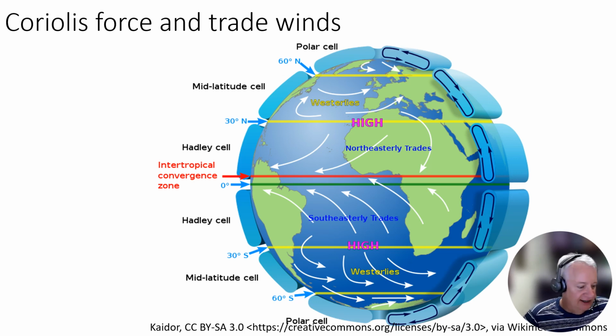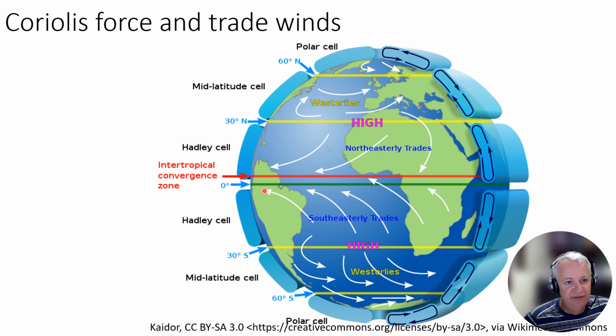What happens is that causes air in the northern hemisphere to be pushed to the east and the opposite in the southern hemisphere. That drag ends up causing the formation of several cells in both hemispheres. We get three major cells in each hemisphere: the polar cell, a mid-latitude cell, and a Hadley cell near the tropics. Those are consistent circulations of air set up in those three zones.